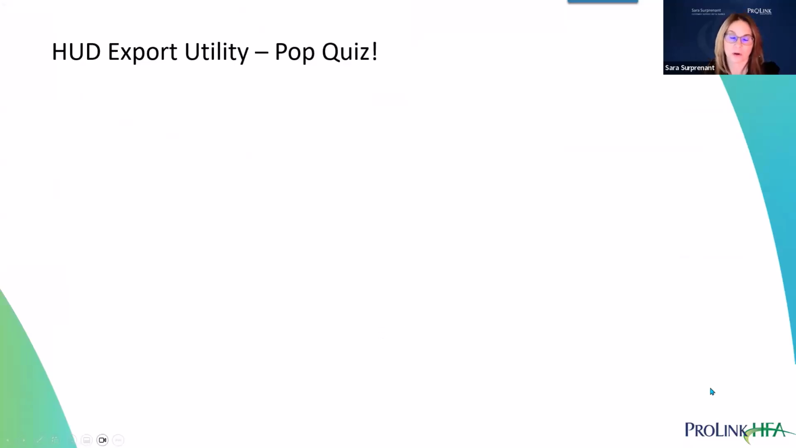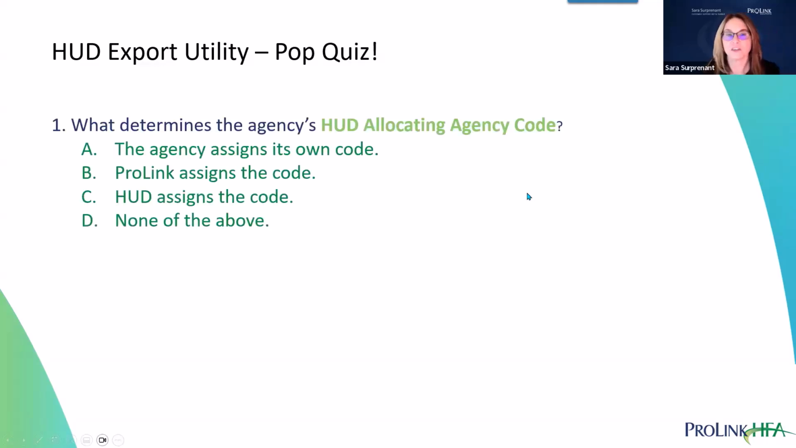Let's do a quick pop quiz. I need to look at my notes. It's a quiz, not so much a poll question, but we're going to open it for 30 seconds. What determines the agency's HUD allocating agency code? We talked about this. Who is in charge of providing that code? We'll give you about 30 seconds to answer this question, and then we'll show the results.